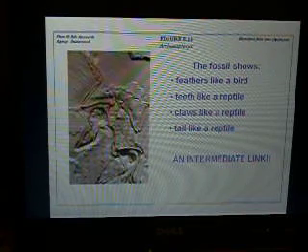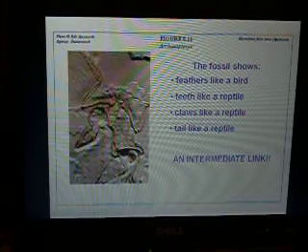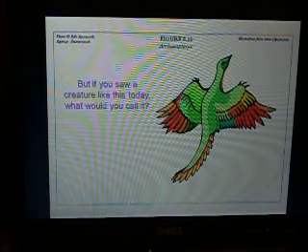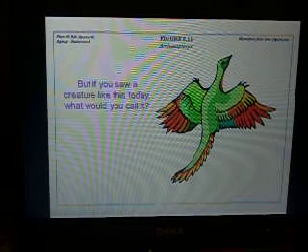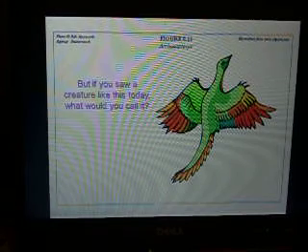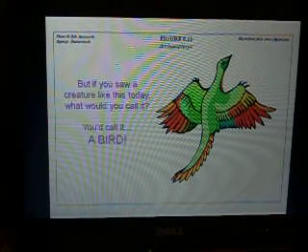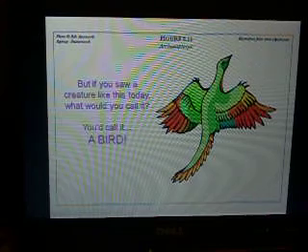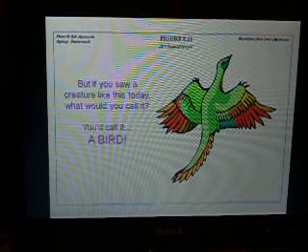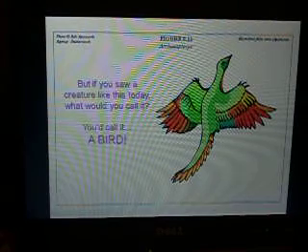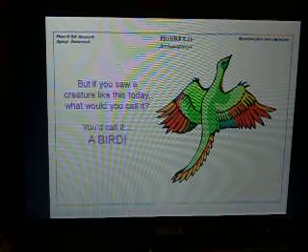But if we had an artist who drew a picture of what this creature probably looked like, we would see this. And I ask you, if you saw a creature like this today, what would you call it? You'd call it a bird. You wouldn't call this thing a bird reptile. It's just a bird that has some characteristics that we don't see in birds today. But just because it's different from birds of today doesn't mean it's the intermediate link between a bird and a reptile.